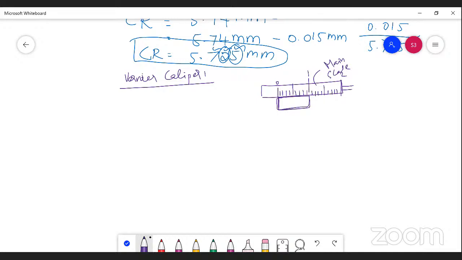But this is the vernier scale. Observe that 10 divisions are recorded on the vernier scale: 1, 2, 3, 4, 5, 6, 7, 8, 9, 10. This is the main scale. You know well, the main scale value is 10 millimeter, equal to 1 centimeter.